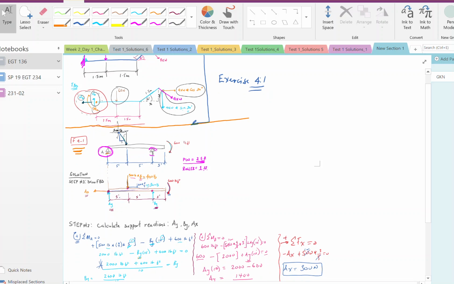Okay, so we have this structure here whereby it's on a pin, right, and it has a roller here at this point. Okay, and we have a moment here, and that's 600 pounds foot, right?